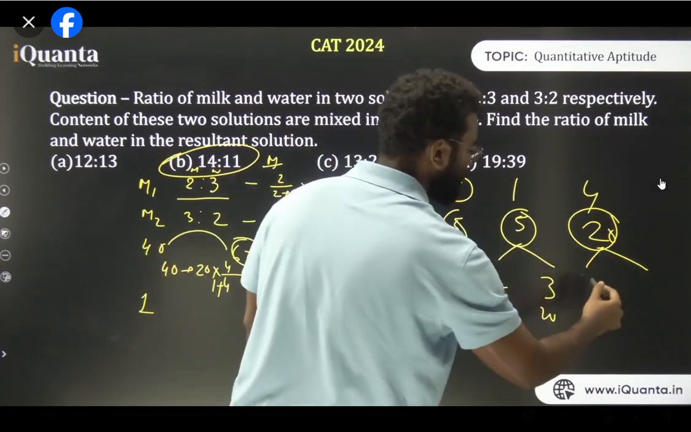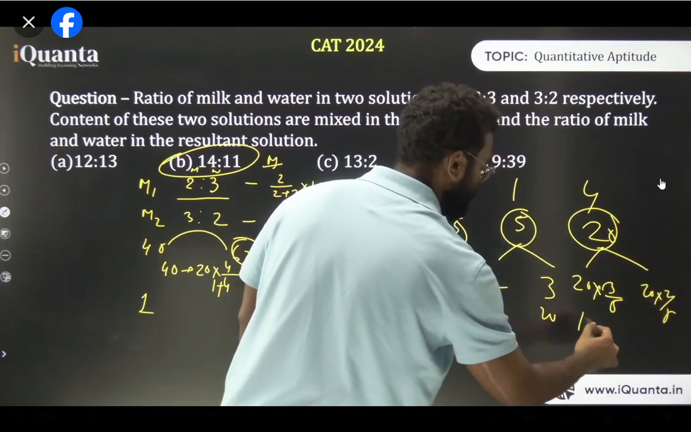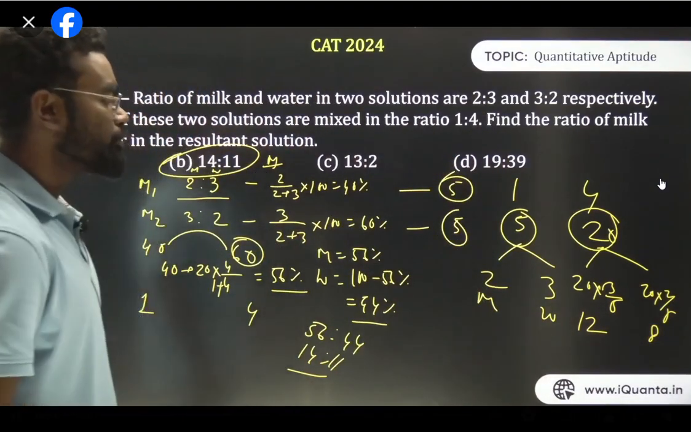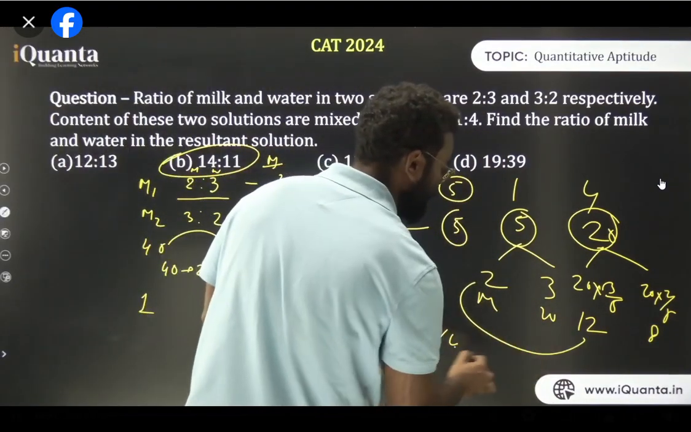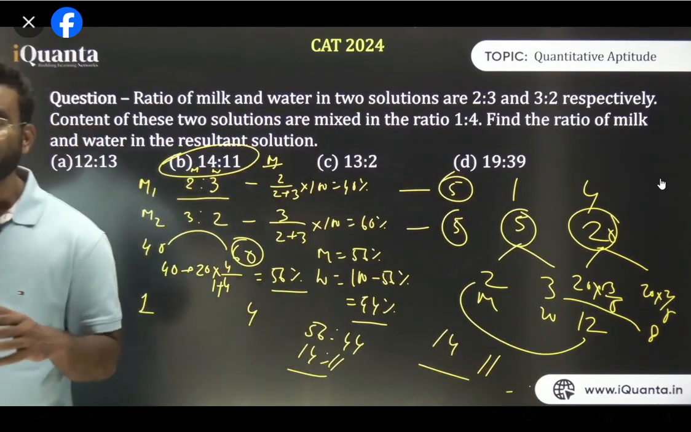In 20 also you can do, that is 20 into let's say 3 upon 5 and 20 into 2 upon 5. So this is 12 and that is 8. So now you can add all these things and you can also find your answer. So 2 plus 12 is 14 and 3 plus 8 is 11. This way also you can solve this question. So taking 5 and 20, you can also solve this question.